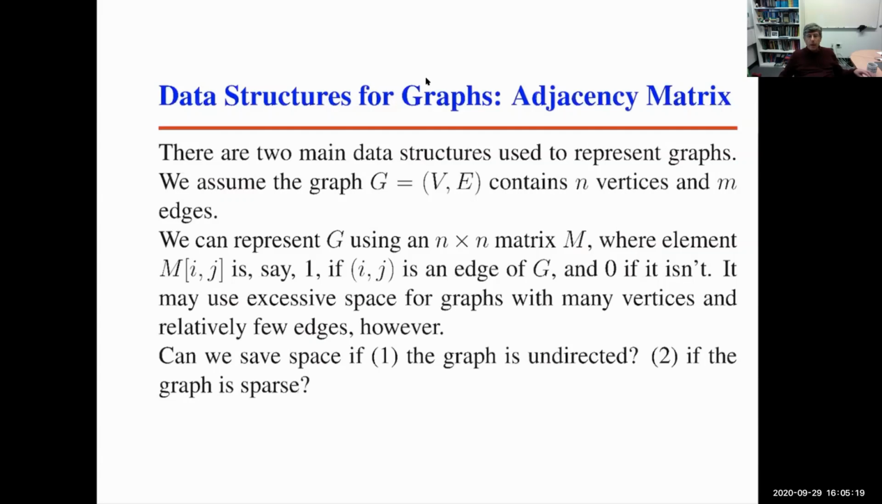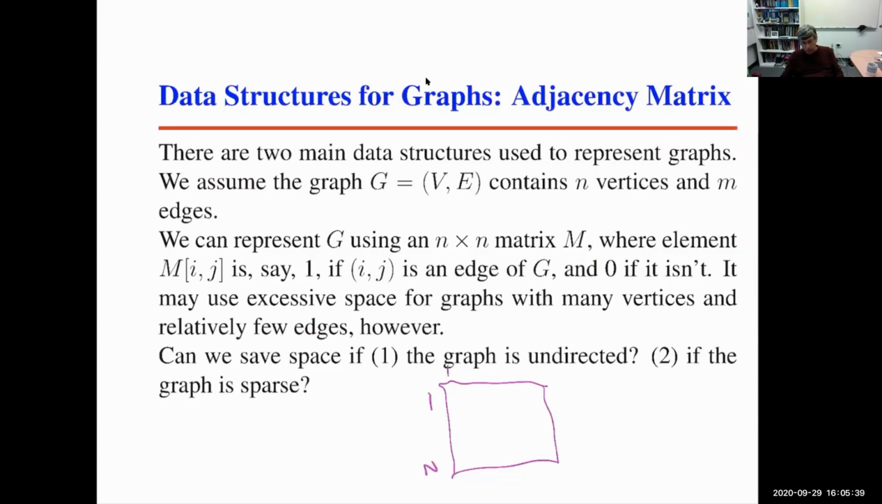Okay? So I'm going to claim that we can represent graphs using 2 different types of data structures. One of which is probably the easiest for you to think about, but generally isn't what we use. These are adjacency matrices.